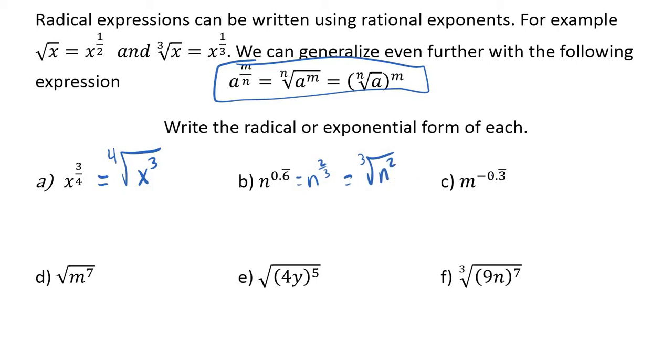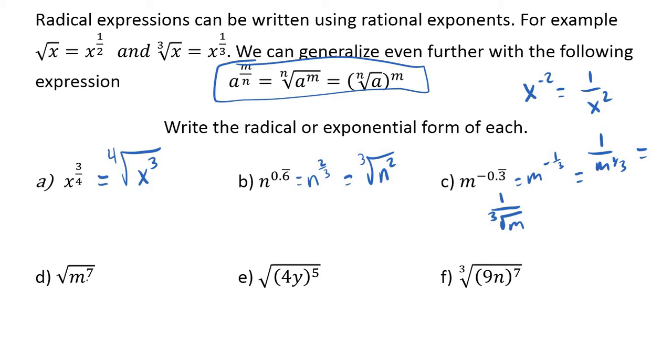Very similar. Now this one's negative though, so this is the same as m to the negative 1/3, again 0.3 repeating. So negative, remember what negative exponents do? For example, x to the negative 2 means 1 over x squared. So you just flip it and write it as a positive exponent. So same thing here. This would be 1 over m to the 1/3, which of course we could write as 1 over the cube root of m.